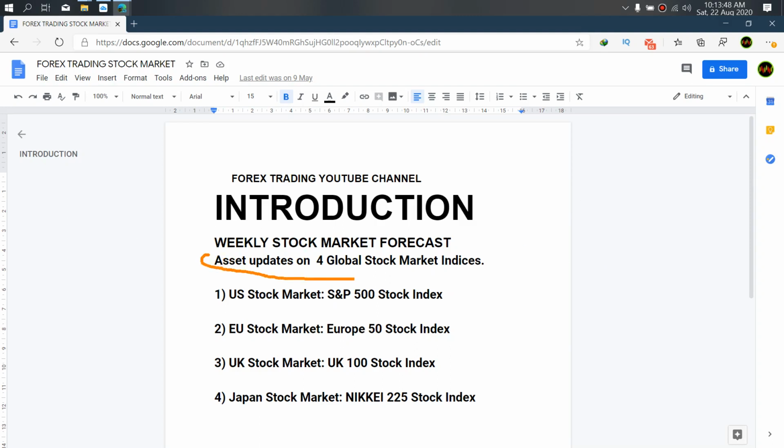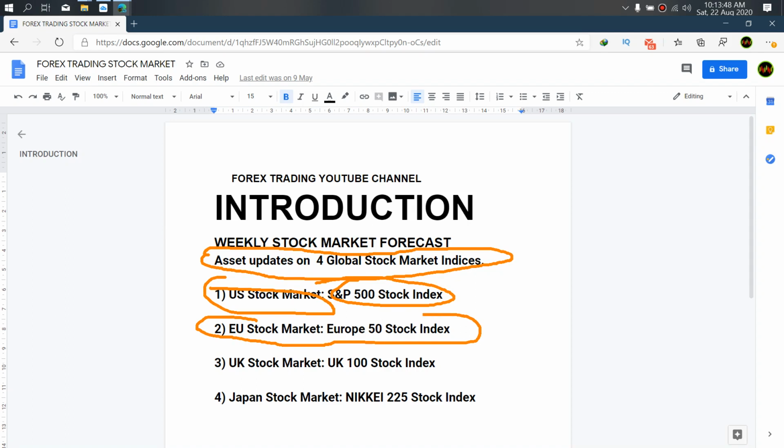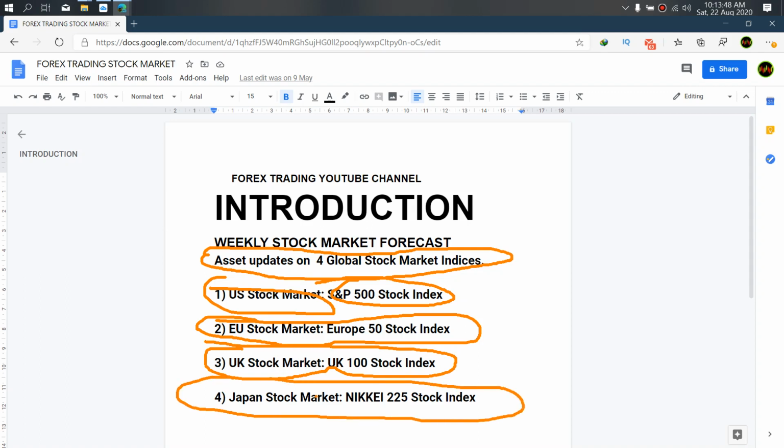As usual, I'll run through four global stock market indices, namely the US stock market. We'll use S&P 500 to represent that. European stock market, we use Euro 50 stock index to represent that. UK stock market, we use the UK 100 stock index to represent that. And Japanese stock market, we use the NIKKEI 225 to represent that. So we're going to analyze these four indices in today's video.